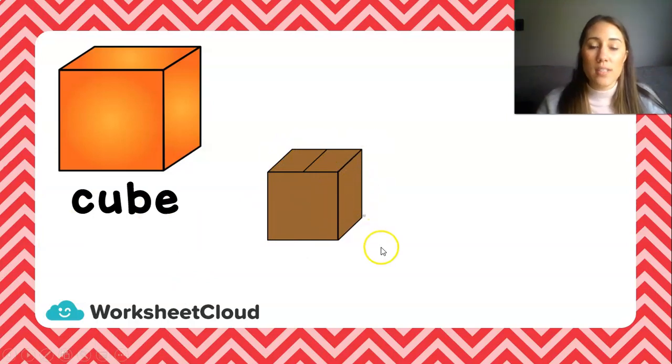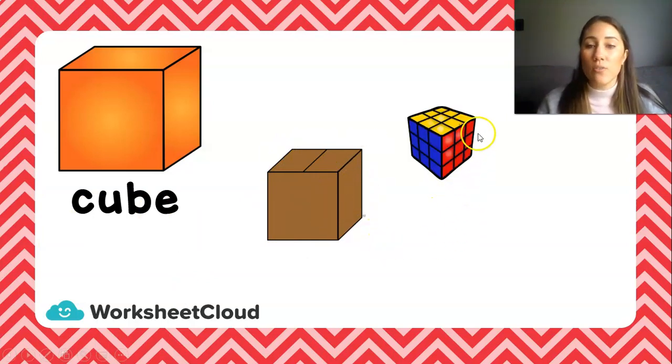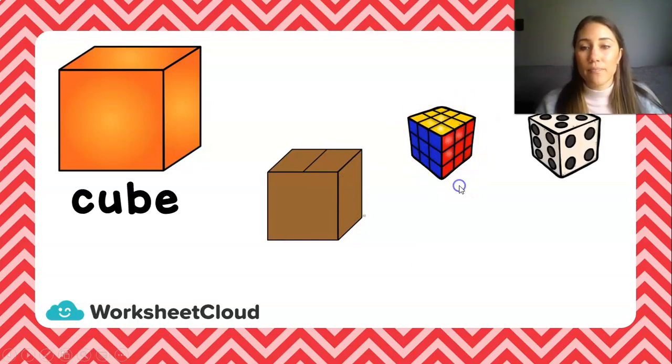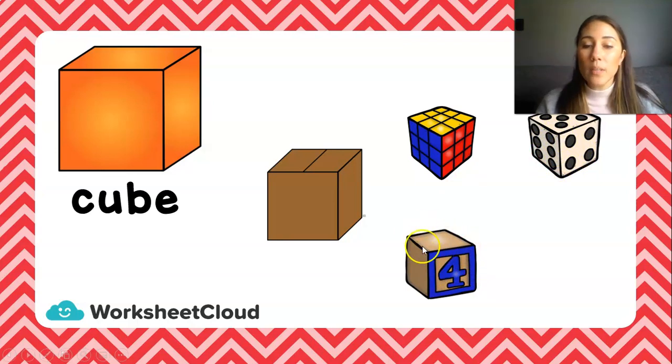So this box is a cube, and so is this Rubik's Cube. It's a game where you twist all these shapes around to match the colors. Or dice, they are cubes. Or a building block could be a cube. Or a block of ice. Now some of us might make ice in different shapes or different sizes, but most of the ice trays that we would buy would make a cube.